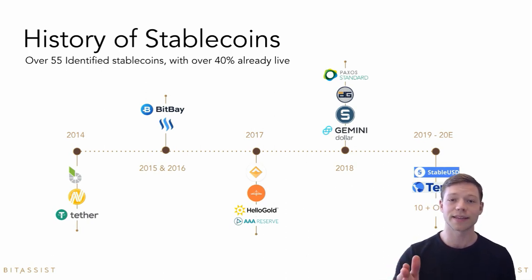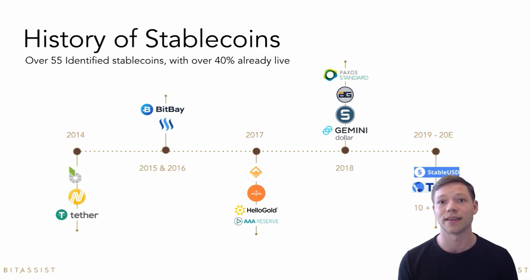Looking at this history of stablecoins, first onto the scene were Tether, Nubits, and BitUSD in 2014. BitPay and Steem came in 2015-16. And as you can see, 18, again, some big names popping up, including the Gemini dollar, which is the Winklevoss twins, with over 10 planned for 2019-20.